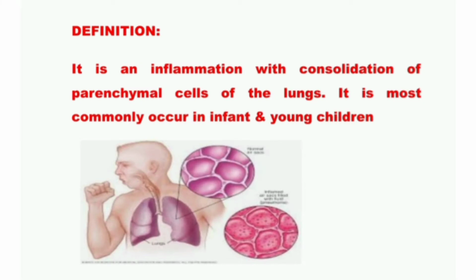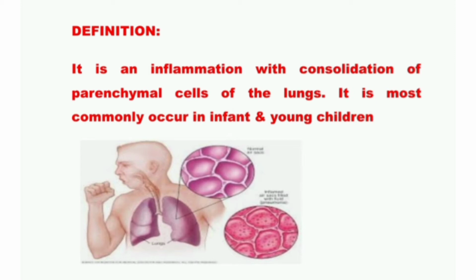Let us see what pneumonia is. First, the definition of pneumonia. Pneumonia is an inflammation with consolidation of the parenchyma cells of the lungs. Consolidation means a state of being solid with exudate or pus. So, in pneumonia, the affected lung becomes solid and is filled with pus.